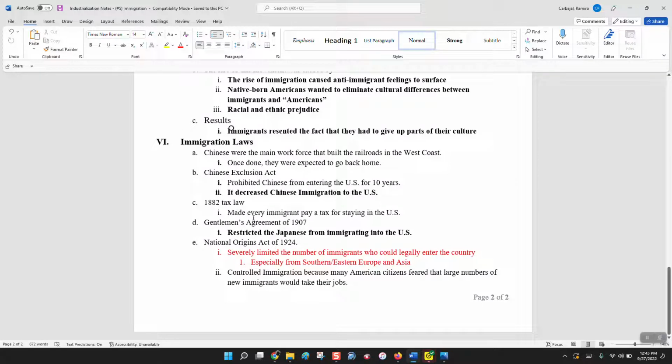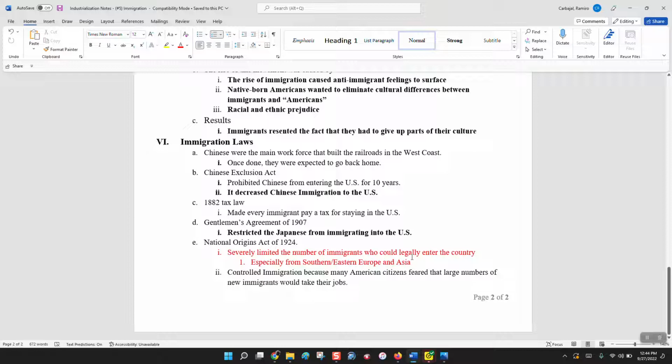Another law that was passed, the Gentleman's Agreement Act. This was Japan. This heavily restricted Japanese from coming into the US. And again, low class Japanese workers. If you were high class, one of the better workers, they still let you come. But ultimately, what this is going to lead to is the National Origins Act of 1924, which severely limited the immigrants coming into the US, especially from Southern Eastern Europe and from Asia.